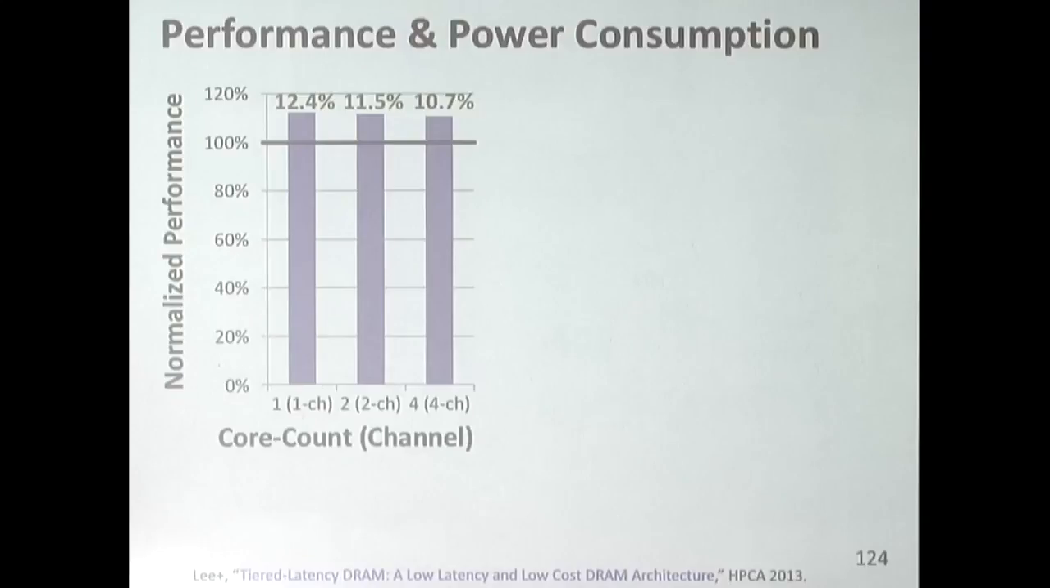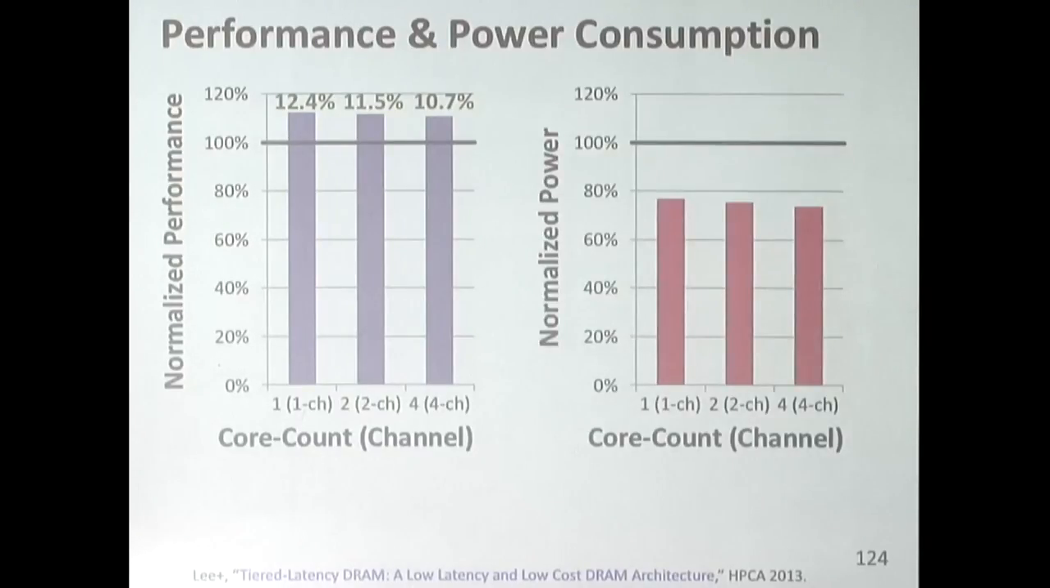I believe this is about 80 workloads. Getting an average of more than 10% is not that easy across a very large number of workloads. And power benefits are even higher, actually. You can see that the power reduction is about 20%.